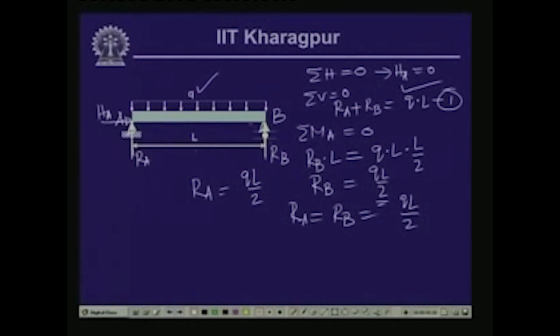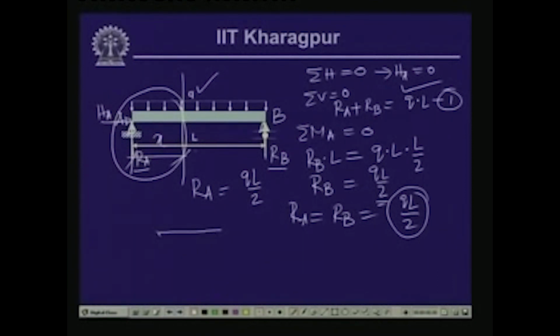Now, the total load is Q times L, and half of the load is shared by R A and R B. Now, supposing we take a section here which is at a distance of x and draw the free body diagram of the left part of this particular beam, then we have this beam with the reactive force which is Q L by 2. We have the distributed load over this particular segment, and let us call this distance as x, and on this particular side we have the stress resultants, shear as V and bending moment as M.